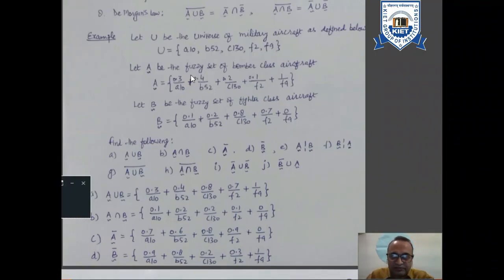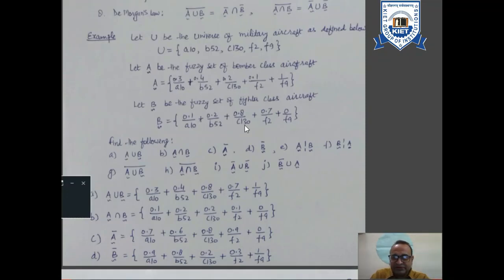Accordingly, now I ask the same person to make a fuzzy set of fighter class aircraft. So according to his perception, he thinks that the A10 aircraft is having 0.1 membership value in the fighter class aircraft, in the context of the fighter class aircraft. B52 is having 0.2. C130, he feels that C130 is most suitable for the fighter class category.